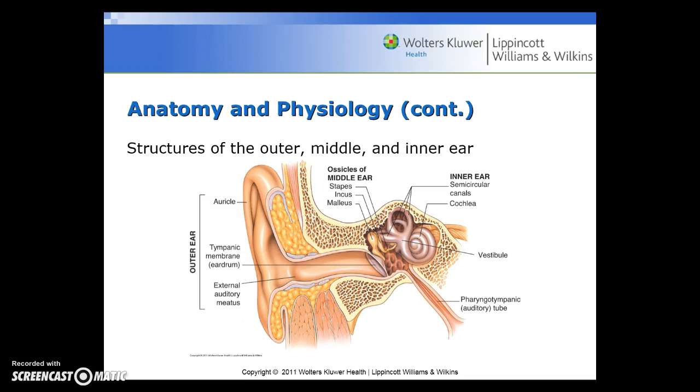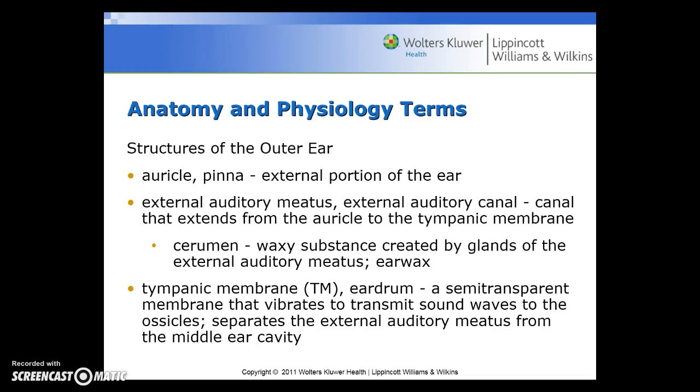Here you can see the structures of the outer, middle, and inner ears. The auricle of the outer ear, the tympanic membrane or the eardrum, and the external auditory meatus. The ossicles of the middle ear include the stapes, incus, and malleus. In the inner ear, you can see the semicircular canals and the cochlea, as well as the vestibule, and then the pharyngotympanic tube or the auditory tube.